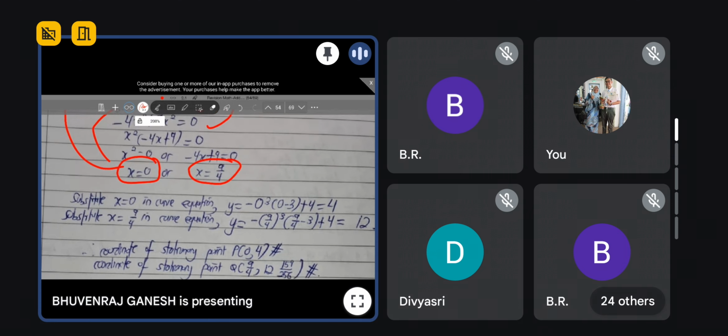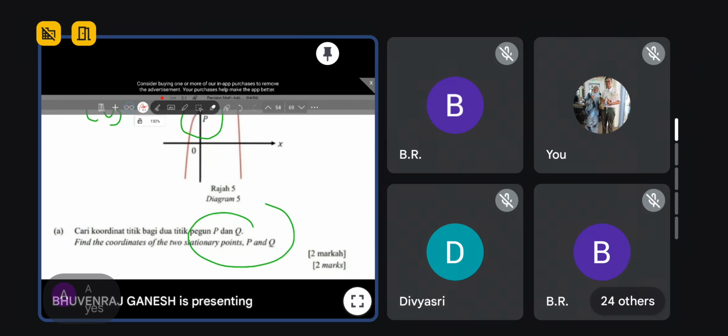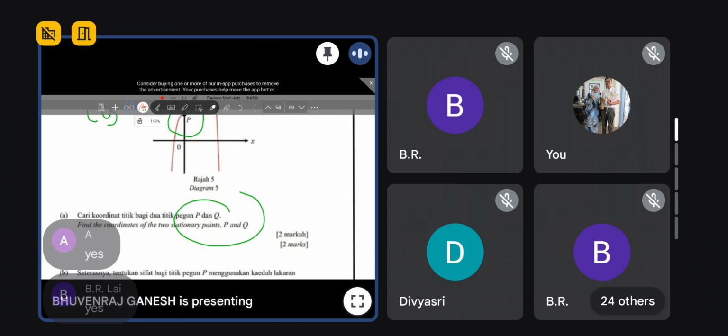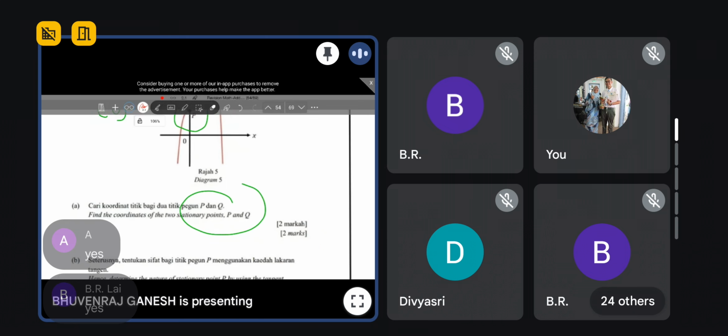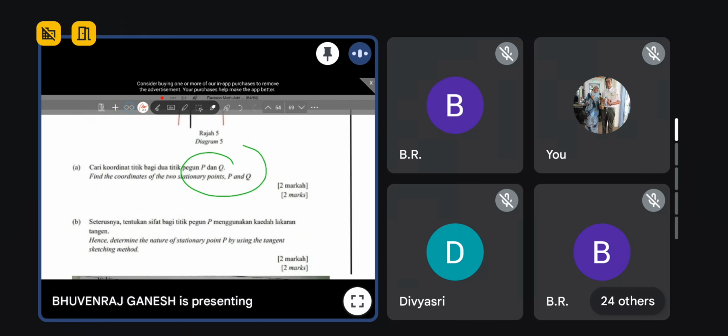Okay guys, are you clear for question A? How to solve this? 2 markah. Okay, quite few marks lah actually for this question. Okay, so we proceed to question B. Okay, this question I like. So they ask you to determine the nature of point P. Okay guys, now you see this thing. By using tangent sketching method, dengan menggunakan kaedah lakaran tangent.